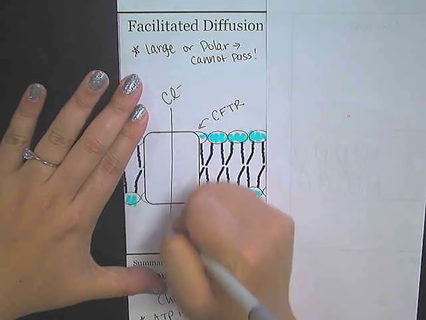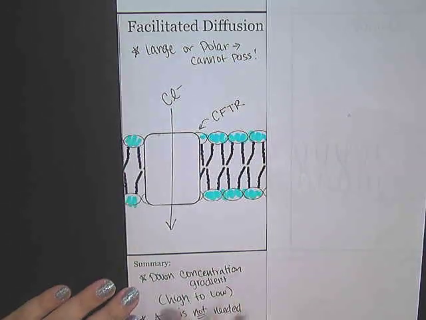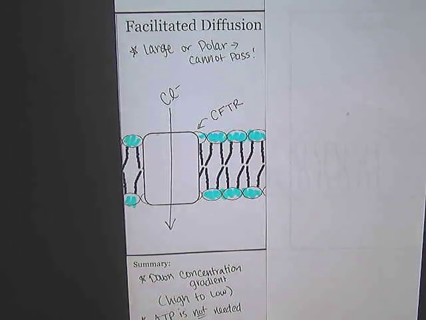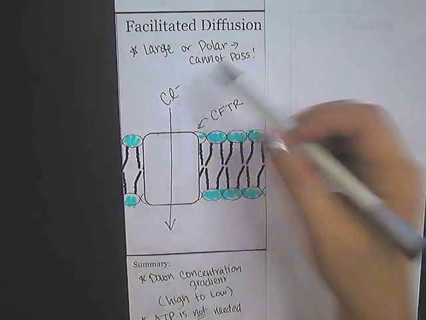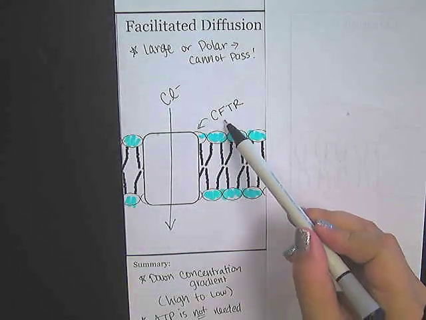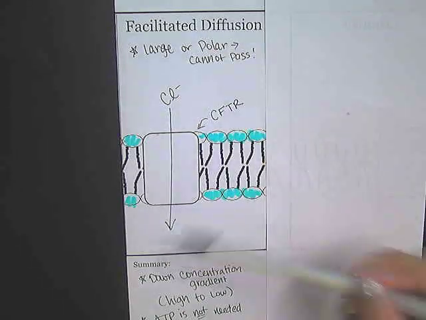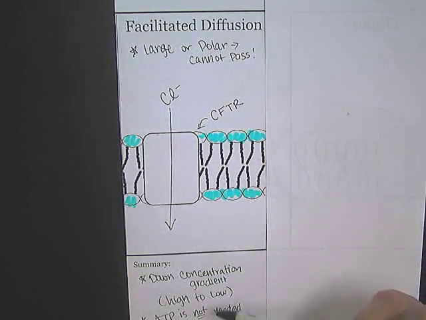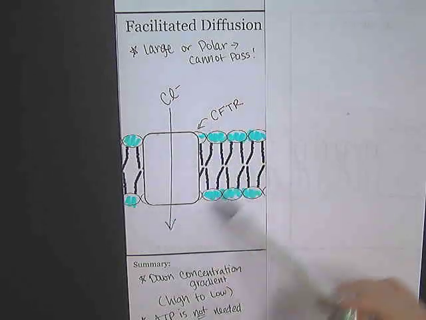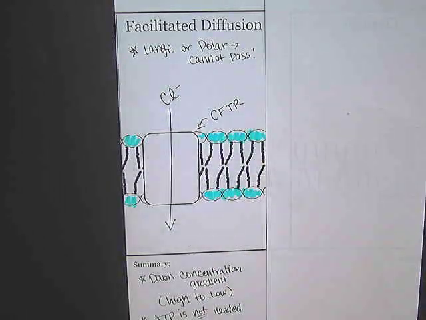So CFTR is a specific channel, and in individuals with cystic fibrosis, this channel is not allowing the chlorine to pass through from areas of high concentration to low like it normally should. So chlorine should be able to pass through this specific channel, because channels are specific, down their concentration gradient from high to low. In other words, no ATP is required, but that channel would allow that chlorine to get through.